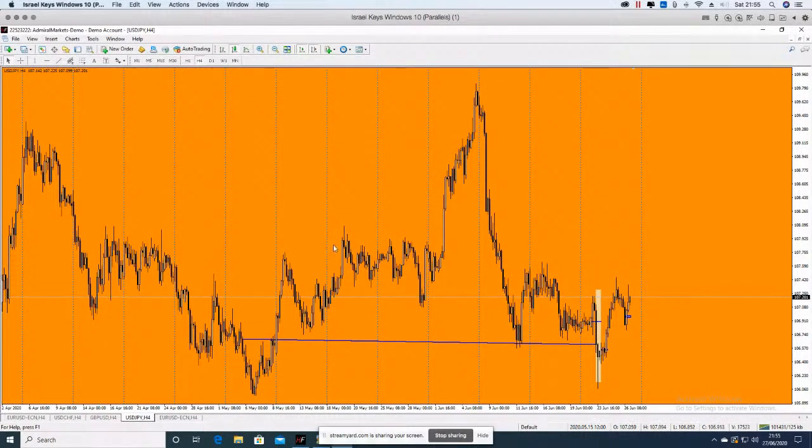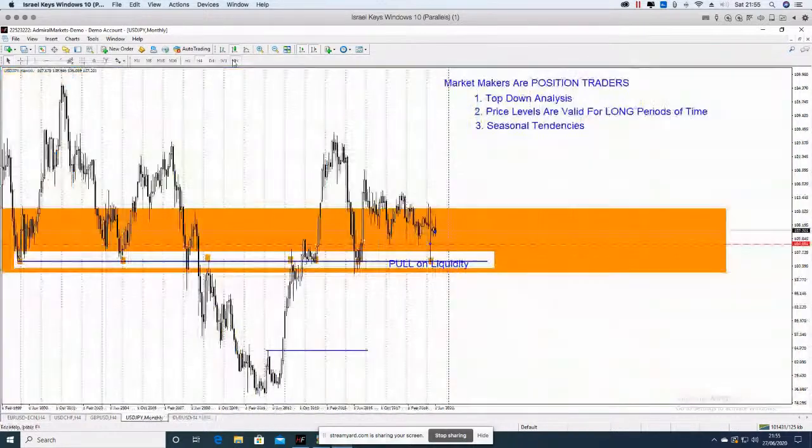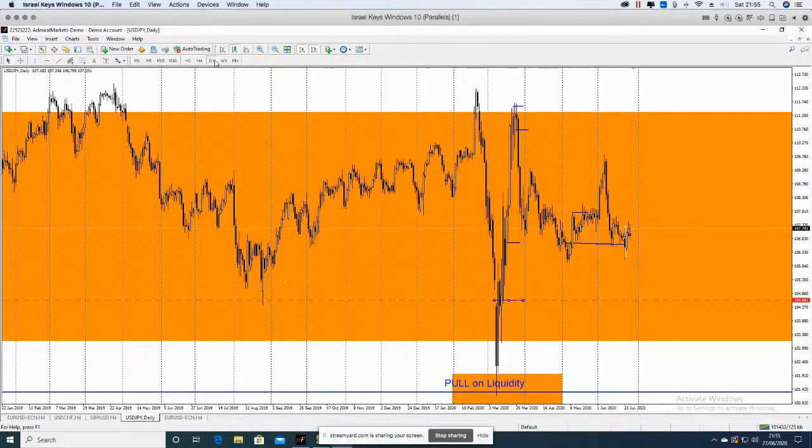Also, when the week starts, on a down week, you are likely to see price take out a previous weekly high and then form a market structure break, and the opposite on an up week. These are weekly tendencies, but market makers are looking at what we call seasonal tendencies. And what this means, let's look at a daily chart to show you what a seasonal tendency looks like.